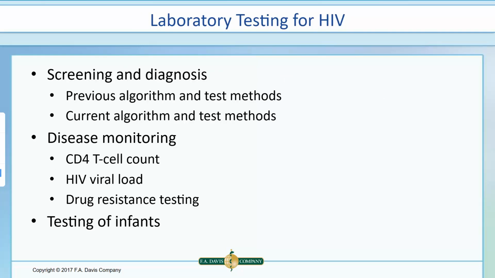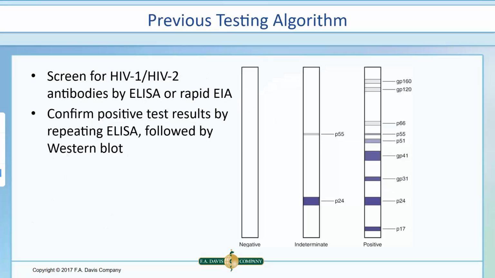Laboratory testing, screening, and diagnosis. There's a previous algorithm and test methods that are different from the current algorithm and test methods. Disease monitoring: CD4 T cell count, HIV viral load, and drug resistance testing. And then there's testing of infants. For the screen, we look for antibodies by ELISA or rapid EIA. And then we confirm positive test results by repeating the ELISA, followed by a Western blot.